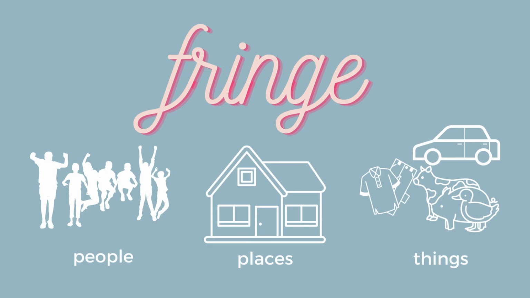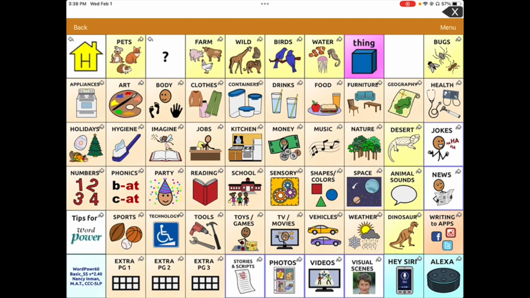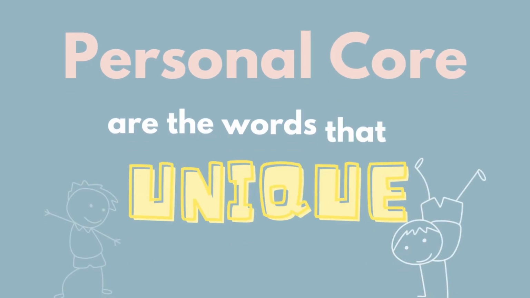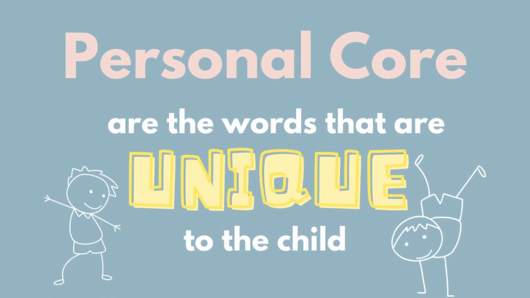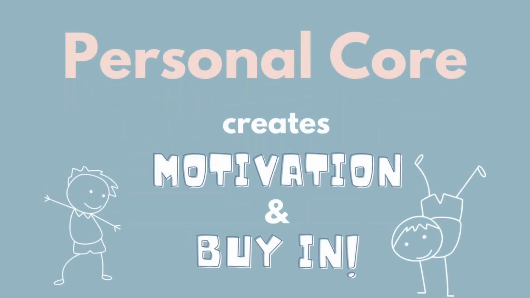This setup has a wide variety of fringe words here on our group page up at the top. So the one thing that's missing on this layout is personal core vocabulary. Personal core are the words that are unique to the child using the device. These are things that the child or family says frequently and the child needs access to on the device. It's so important to customize a device, and it often leads to more motivation and buy-in from the child.